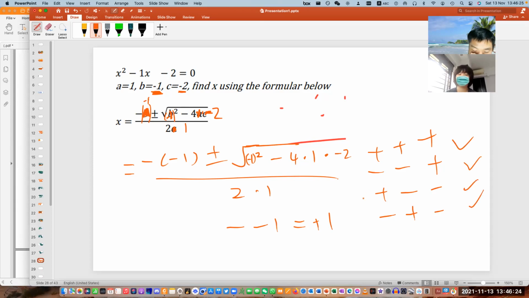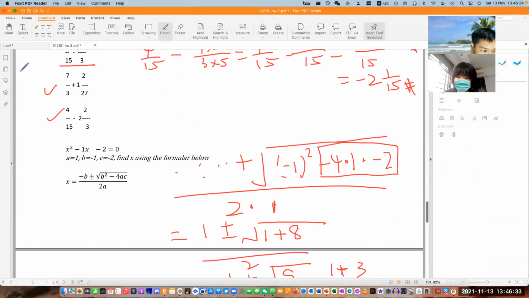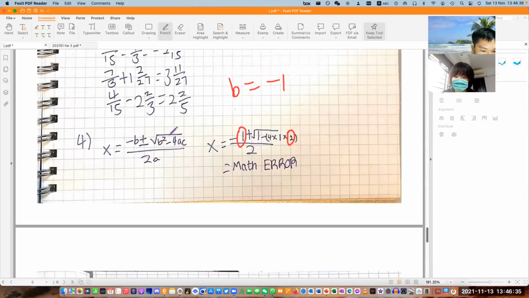Okay? So that's why for this one, you make a mistake at 2 places. Number 1, you make a mistake here. You are supposed to key in -1 here, not 1. That's your first mistake. And then the second mistake, C is supposed to be -2. So you make a first mistake and then a second mistake. Therefore, you get math error.